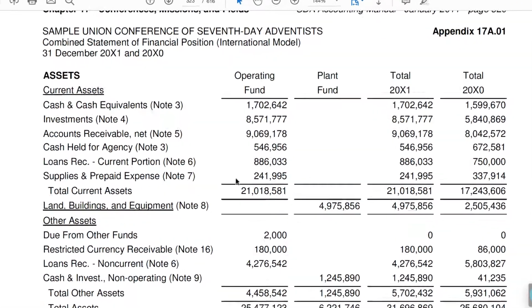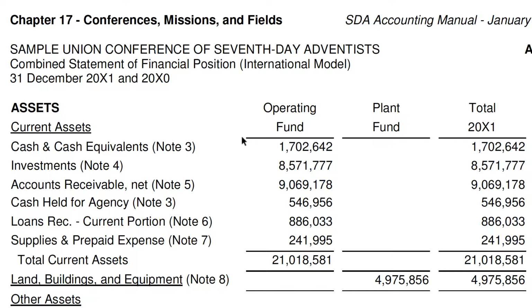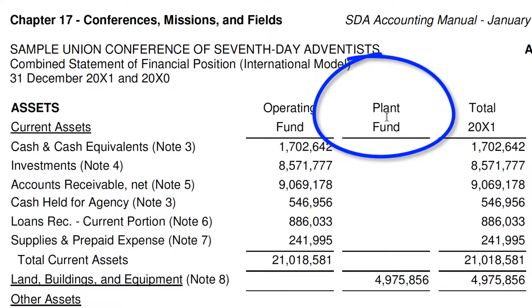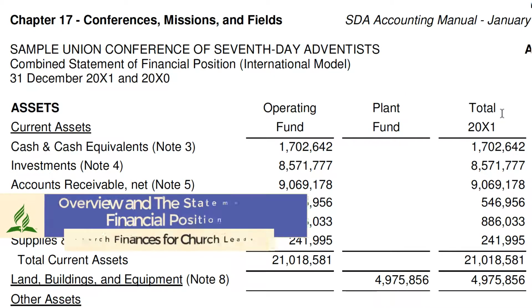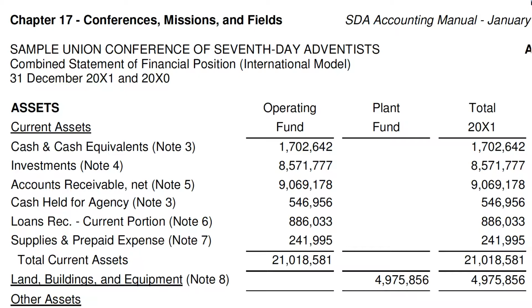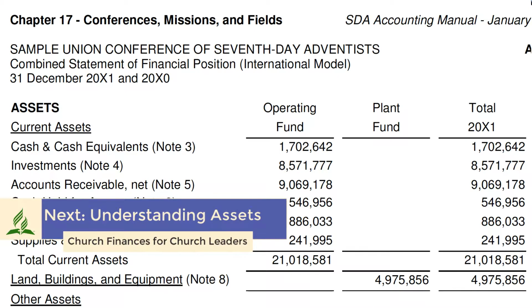And they come in proper Adventist financial statements using fund accounting. We'll have a whole video on explaining that. But we separate operating activities in one column, plant fund activities in another. We'll explain why later. And then the total gives you the total for the entire organization. That I believe gets us started. Our next video will be about assets, both current assets and non-current assets.